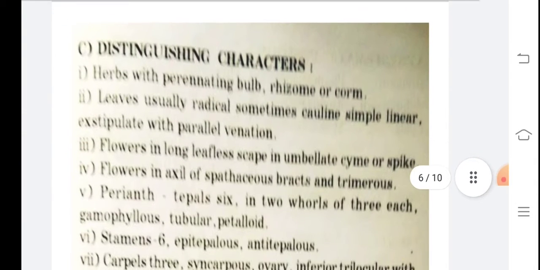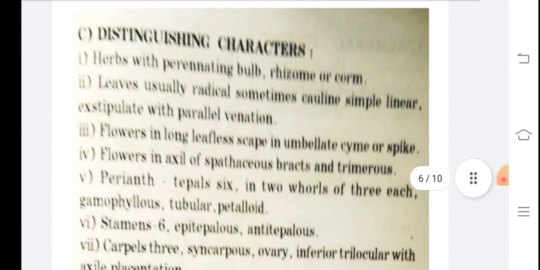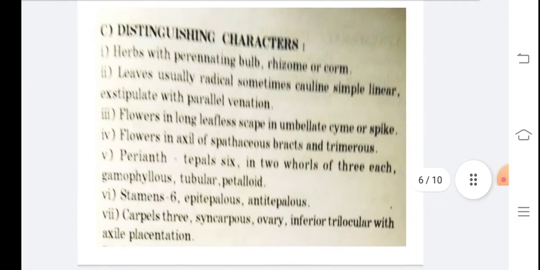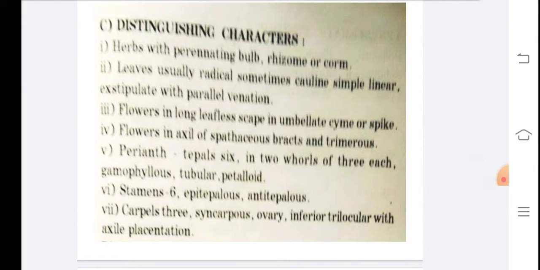Then the total distinguishing characters of the family are there. So herb with perennial bulb, rhizome or corm, leaves radical, sometimes cauline, simple, linear, exstipulate, and parallel venation. Flowers in a long leafless scape, umbellate cyme or spike. Mainly you remember the spike because our example is Polianthes tuberosa. Flowers in the axil of bracts, trimerous. Perianth tepals 6 in 2 whorls, 3 each.